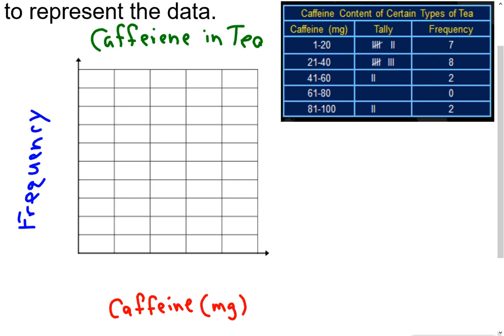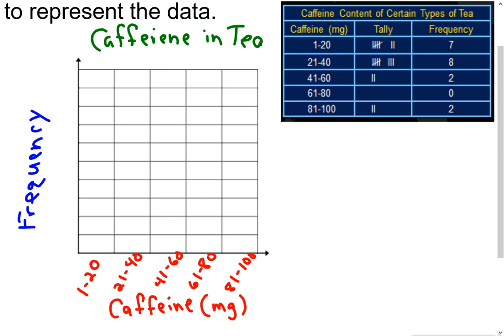Now we need to have our different intervals. So we have 1, 2, 3, 4, 5 different intervals. I have 5 places on my histogram already set up. So in this first one, it's going to be from 1 to 20. The second one is going to go from 21 to 40, 41 to 60, 61 to 80, and 81 to 100.